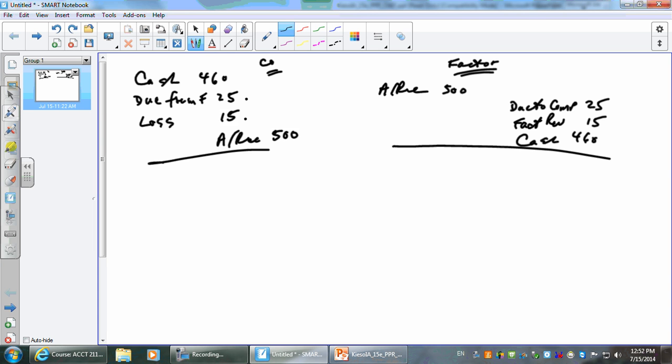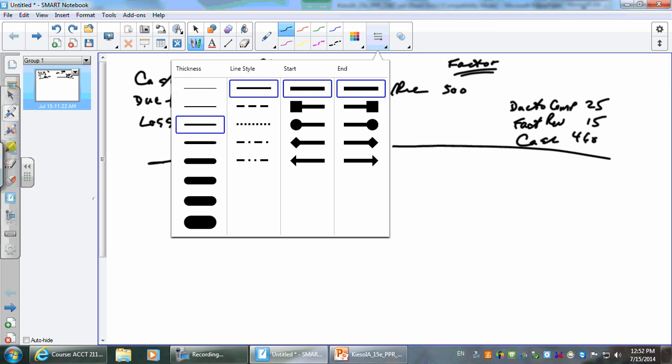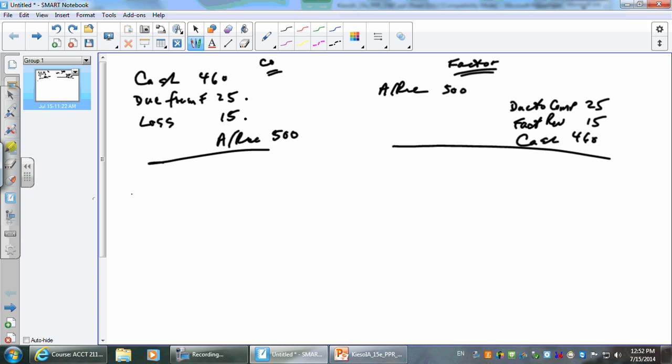Okay, let's try different scenarios. Let's say we collect. Who's going to collect the money? The factor. So the factor is going to collect the money. What kind of journal entry is the textile company going to make when the factor collects cash? None. So let's say they collect the whole 500.